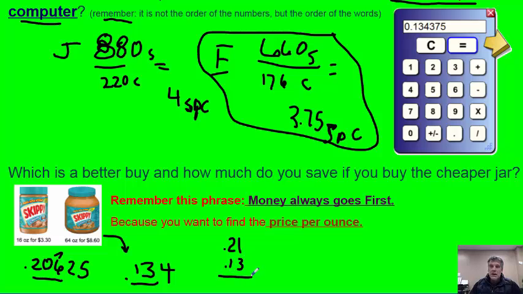So how much do I save? Let's say, how much do you save per ounce here? If I subtract 21 cents minus 13 cents, you're going to get 8 cents. Okay, so 8 cents per ounce is what I'm going to save if I buy the cheaper jar. All right, so if I subtract them, that'll give me the difference. All right, those are unit rates. A lot of times, all you have to do is just divide them.